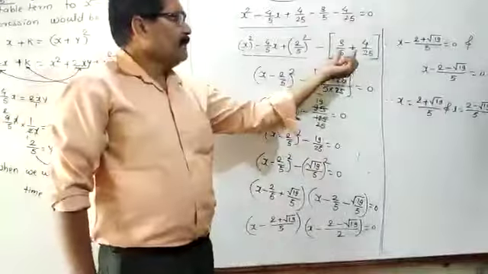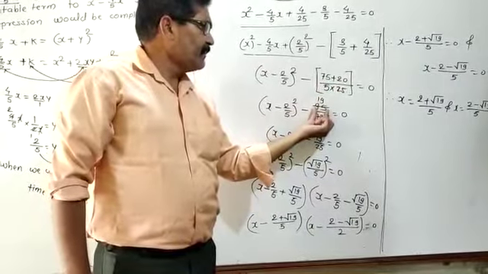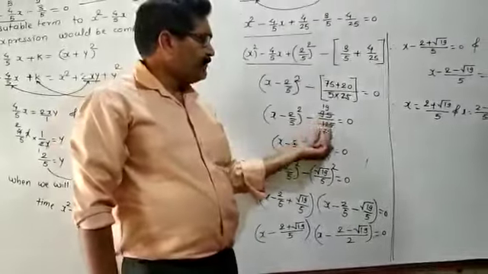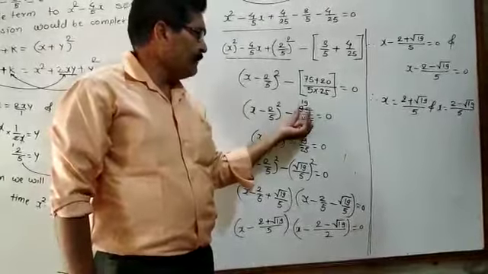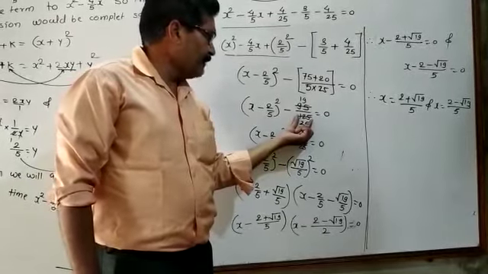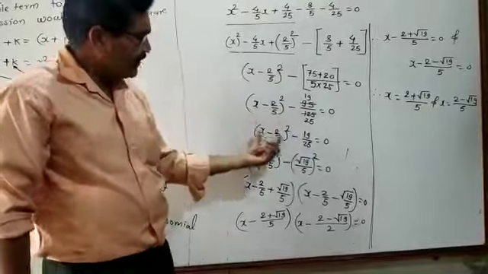Then after multiplying, you have to add this 75 and 20, that time this will come 95. 25 5s are 125, and these terms are divisible by 5. Then 19 5s are 95, and 25 5s are 125. This will come 19 upon 25. This you have to write as it is.